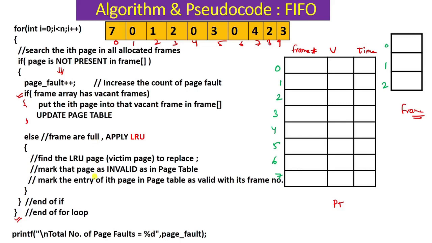Not, then apply the LRU and put that page. And if, let's say, for any of the ith page we saw, the page is already present, then this if will be false. Then we will come here and we will do nothing. If the page is already present, then do not increase page fault and do nothing, right? So basically this way we will keep on increasing page fault as and when there is a page fault.